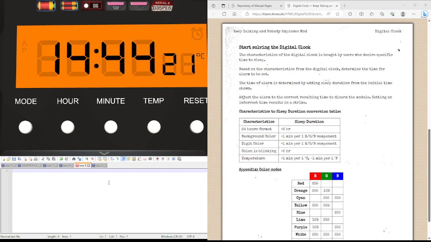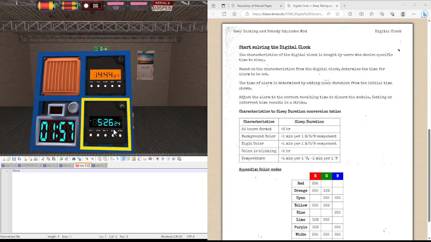So we're going to be adding 3 hours. The time of the alarm is determined by adding the sleep duration to the initial time. So we'll be adding 3 hours onto it. Then the background colour, which is this orange here, or will be black here.